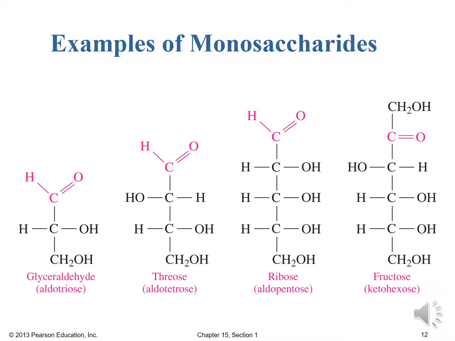Again, fructose is a ketohexose, whereas everybody else on this slide is an aldose, depending on how many carbons. It gives a different number there, but looking at the structure, it's clear that fructose has that carbonyl on carbon 2, whereas everybody else on this slide has the carbonyl as carbon 1.